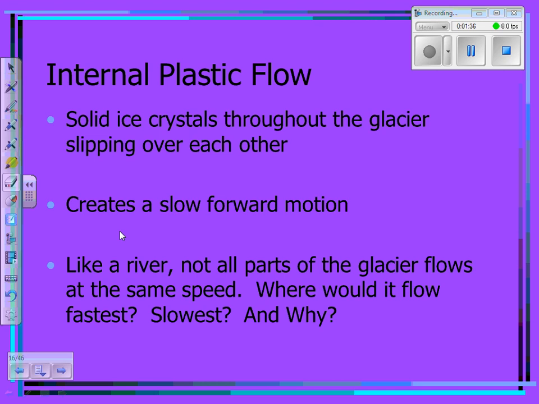The other factor of how a glacier moves is internal plastic flow, and this occurs within the glacier. Solid ice crystals throughout the glacier slip past each other, and it'll create a slow forward motion, kind of like a river. Not all parts of the glacier flow at the same speed, so where would it flow the fastest, slowest, and why? Just like a river, it's going to flow fastest at the outer edges and the meanders in the curves, and it's going to be slower towards the center of the path.